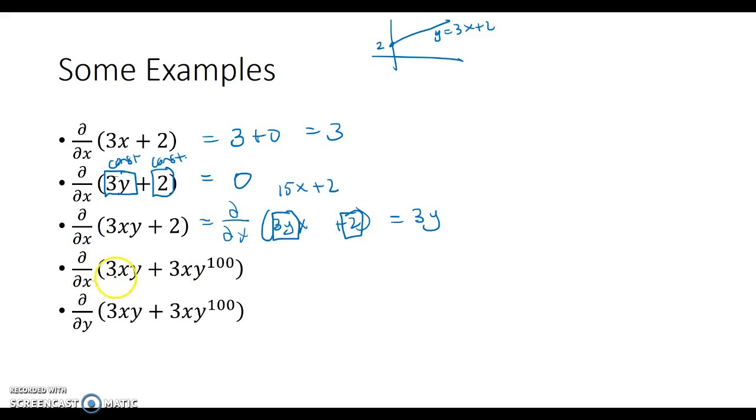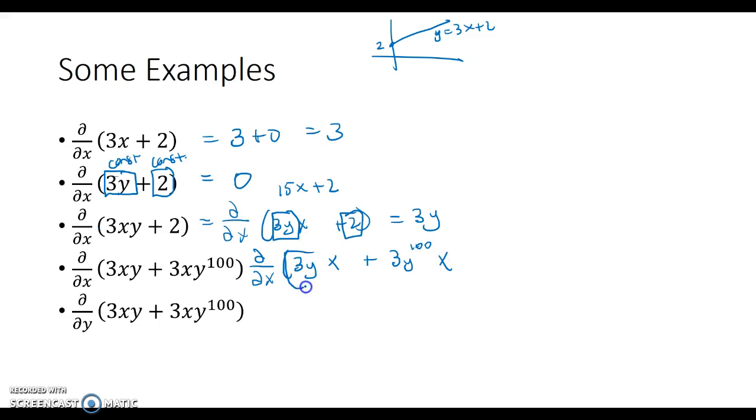Let's do another one. Okay, partial of this with respect to x. So again, I'm going to do a little bit of rearranging here to cluster my constants together. X is the variable, y is being held fixed. So I have 3yx, push all my constants to the forefront. And also in this other term, even though this looks intimidating, y to the 100th. Well, if y is being held constant, then y to the 100th is still a constant, and 3 times a constant is still a constant.